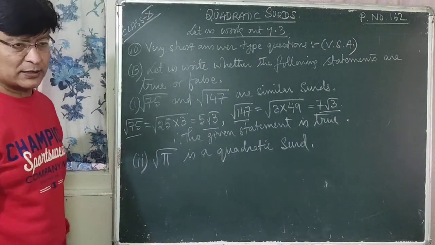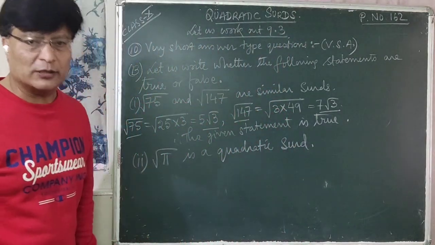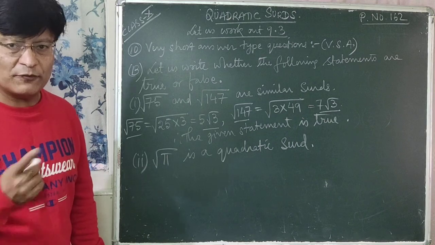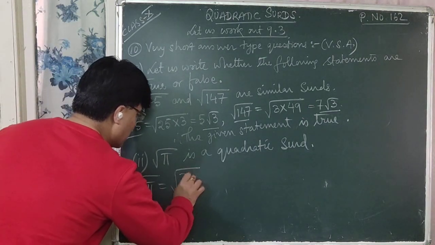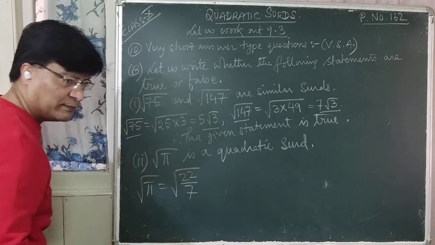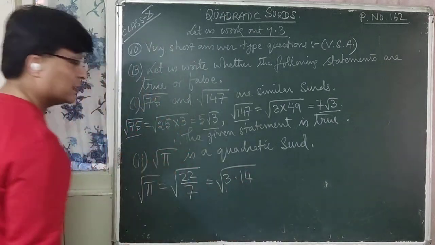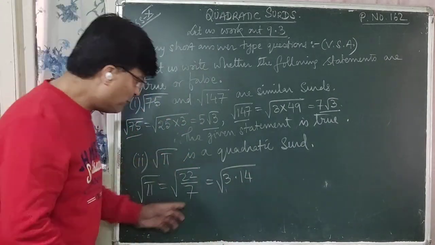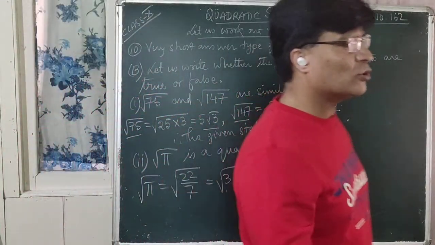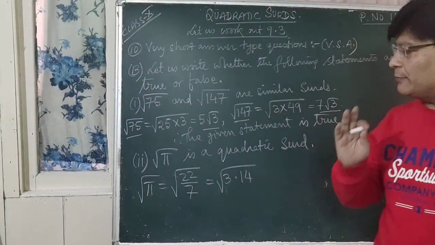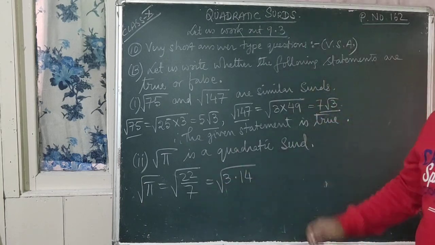Now for the second part, root over pi. Is root over pi a quadratic surd? Is it true or false? So root over pi means root over, it is 22 by 7, or it may be root over 3.14 like that, isn't it? So if you want to get the square root of a decimal number, that is root over 3.14, it is not a quadratic surd.